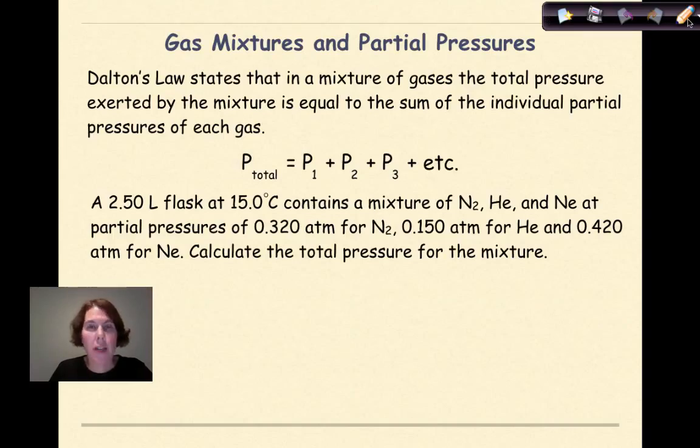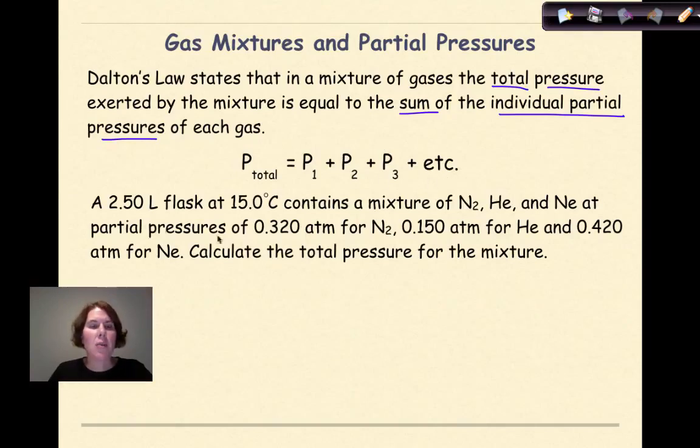Now this is video number 2 of our day, and we're going to be talking about gas mixtures and partial pressures. If we look in your notes, it says Dalton's law states that in a mixture of gases, the total pressure exerted by the mixture is equal to the sum of the individual partial pressures of each gas. The general formula that we're going to use here is P total, meaning the total pressure, is equal to the pressure of the first gas, the second gas, the third gas, and so on and so forth.